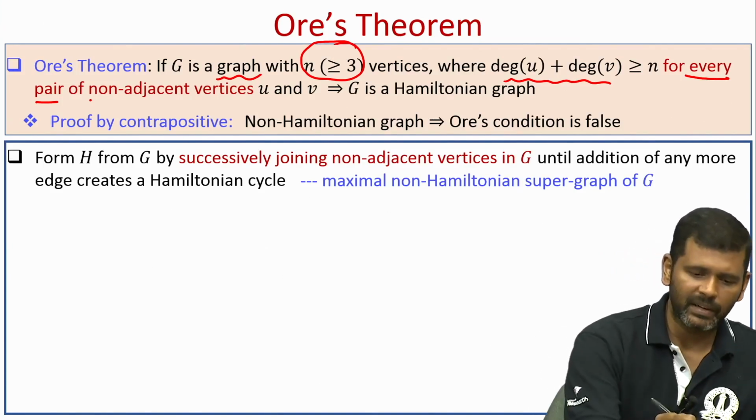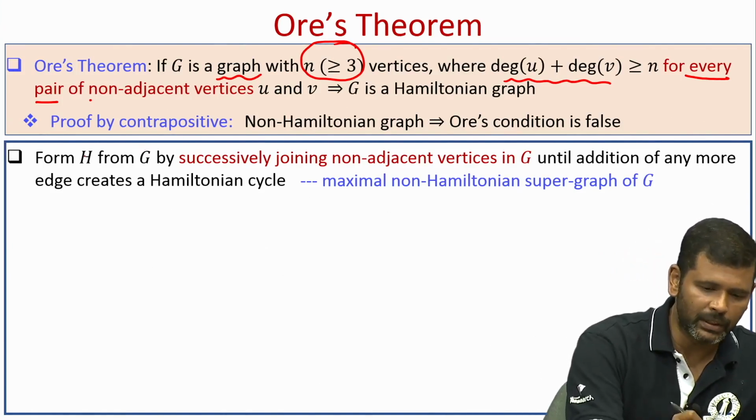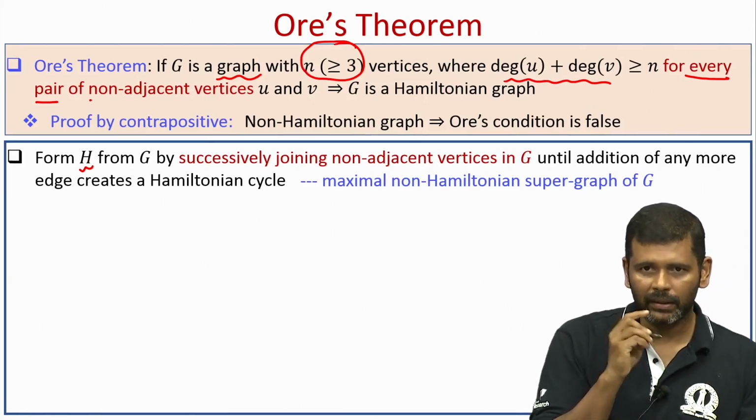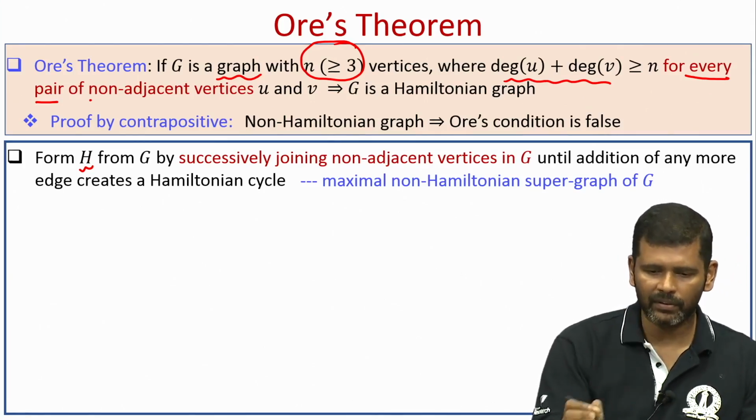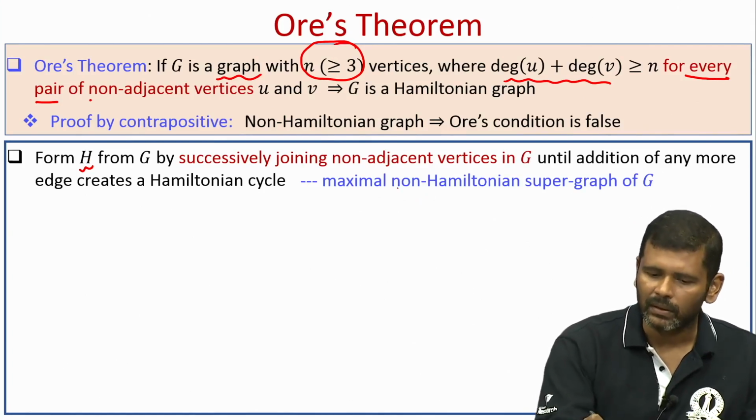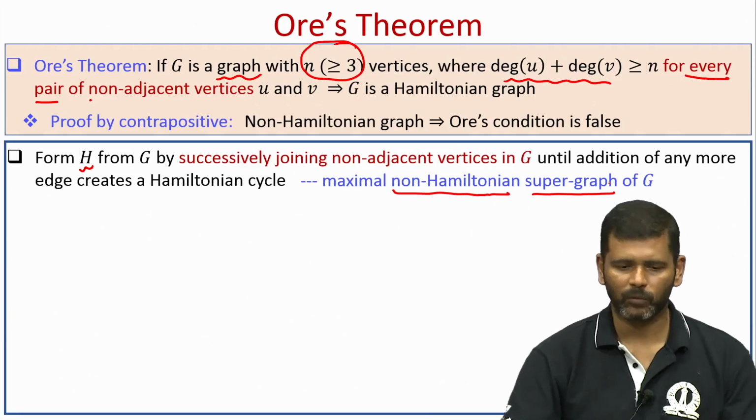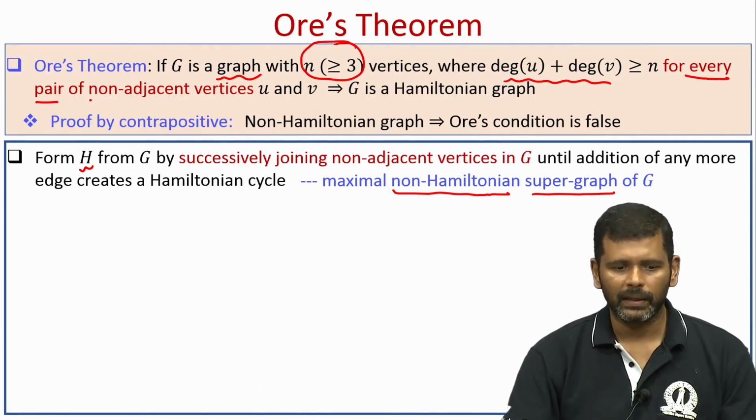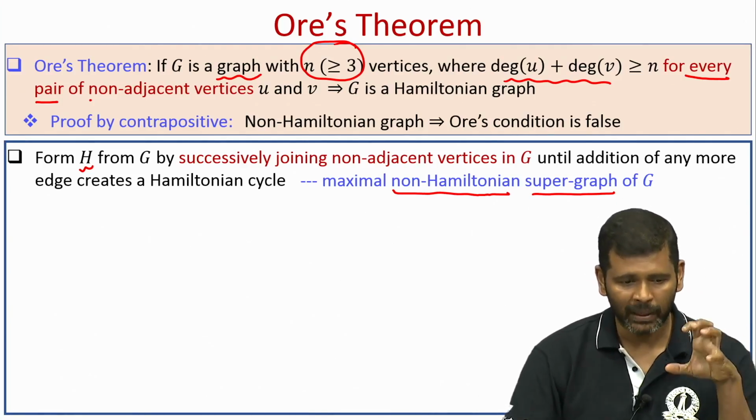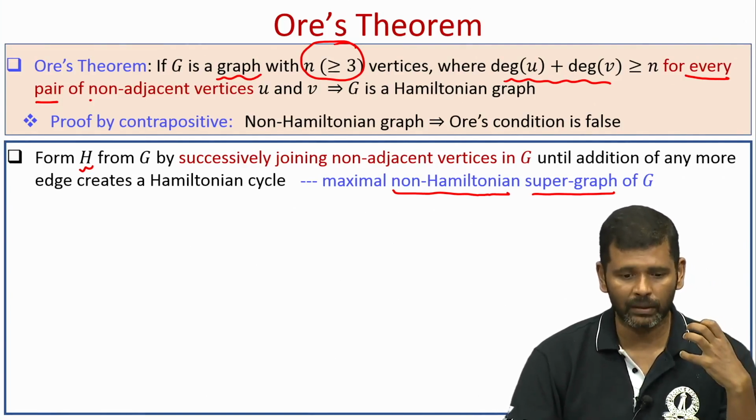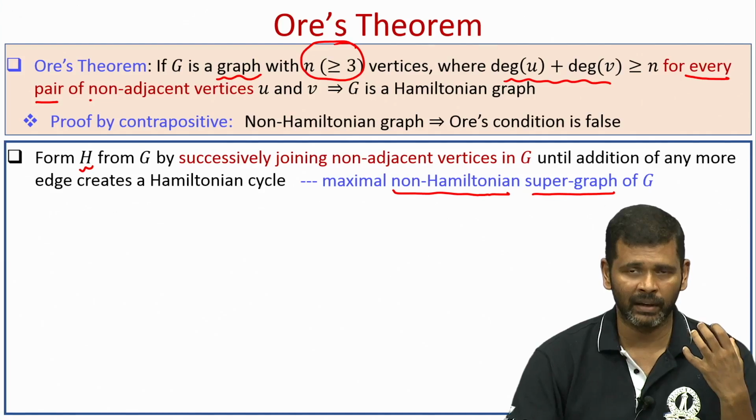So, we will first transform the graph G to another graph H, and intuitively what is this graph H? It is the maximal non-Hamiltonian supergraph of G. Namely, this graph H will have my original graph G, and it might have some additional edges as well. We will see how those additional edges are added.